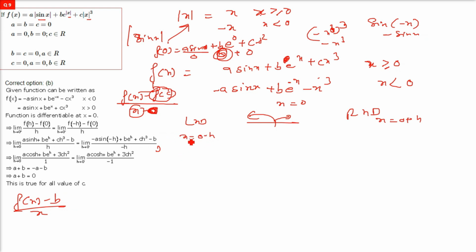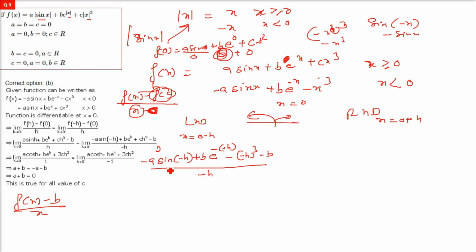Now we have to replace x by 0 minus h in the left hand derivative, and x by 0 plus h in the right hand derivative. So I am now replacing: minus a sin of minus h plus b e raised to the power minus of minus h, minus c, in place of x, minus h whole cube. Minus b is also there, divided by 0 minus h, that is negative h.